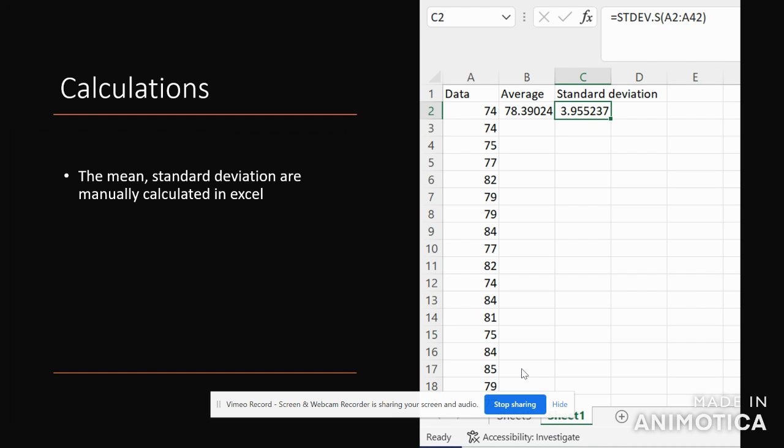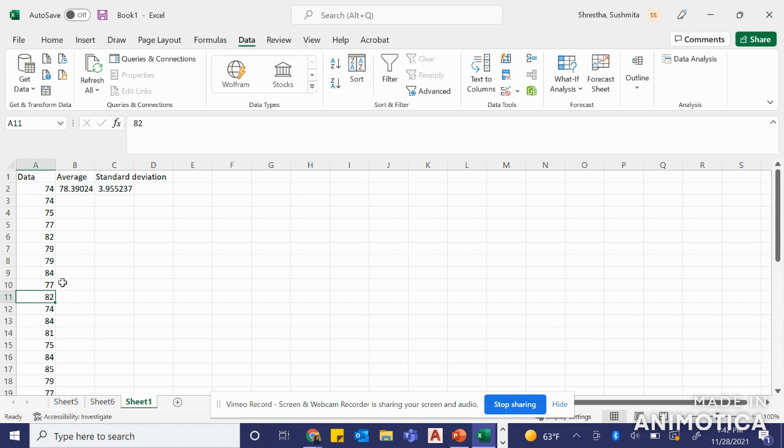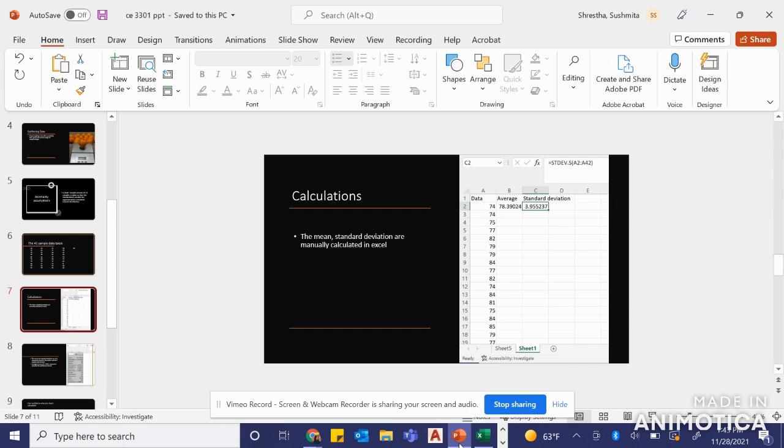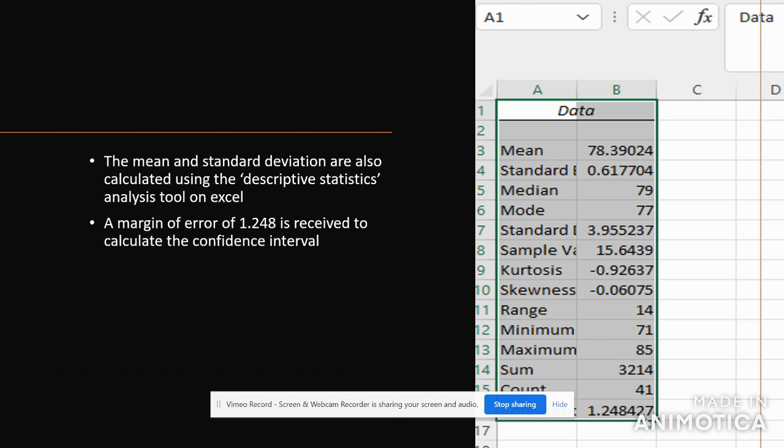And then for the calculations, the mean and the standard deviation were manually calculated using Excel. For a closer look, the 41 sample data were inputted into Excel and the average and the standard deviation were calculated. And then the mean and the standard deviation were also calculated using the descriptive statistics analysis tool on Excel.